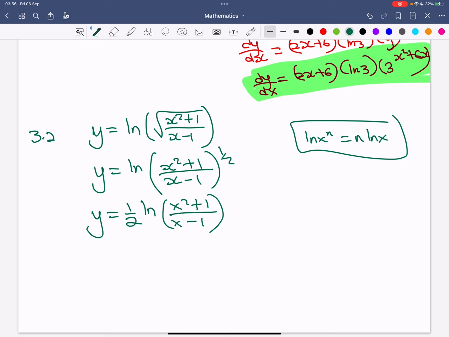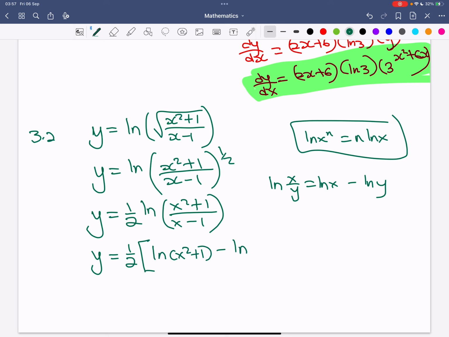But do we need to apply the quotient rule here? No, not really, because we also have another law that says ln of x over y equals ln of x minus ln of y. So we need to apply this law. So y equals 1 over 2, and I'll put a big bracket, and then this is ln of x squared plus 1 minus ln of x minus 1. So I've applied the laws here.